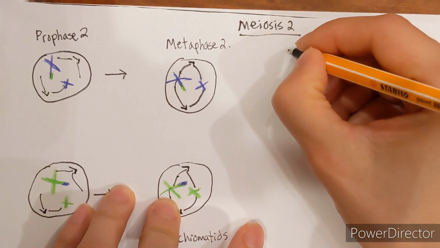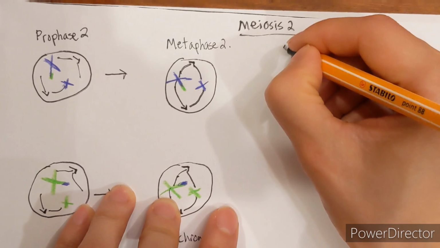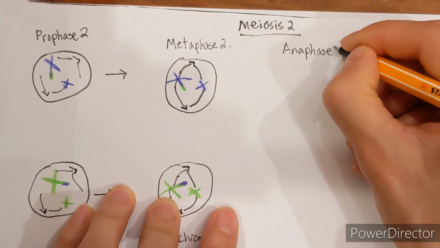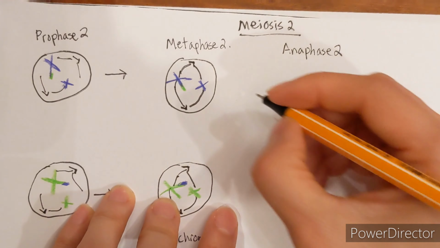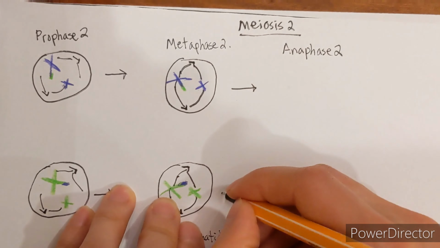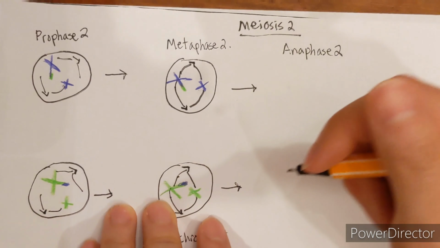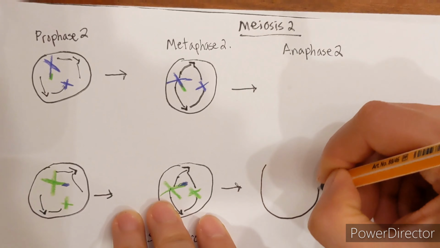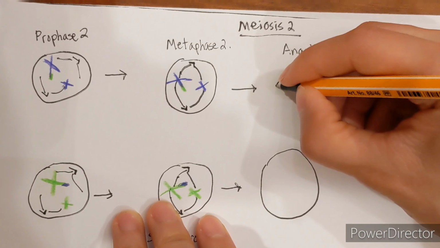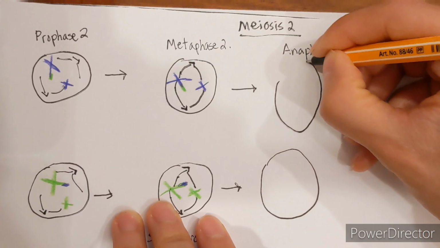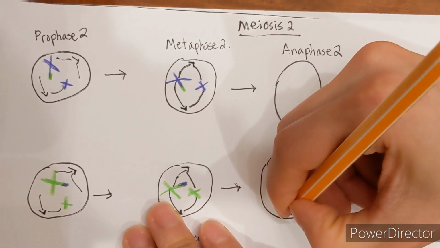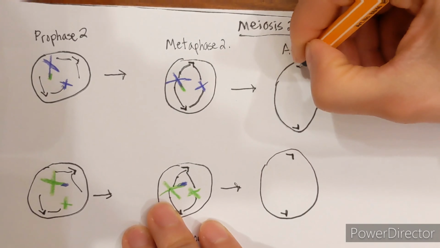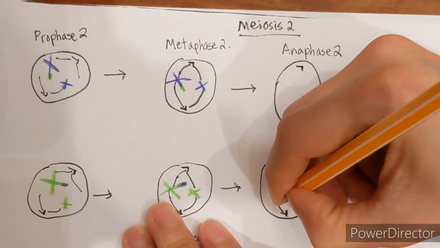After metaphase 2, we're going to have anaphase, the phase where things are pulled apart. It's meiosis 2, so it's anaphase 2. I can maybe draw my cells getting a little bit more elongated as things get pulled apart. Centrioles and spindle fibers, always at the ready, doing the actual work, pulling these things apart.